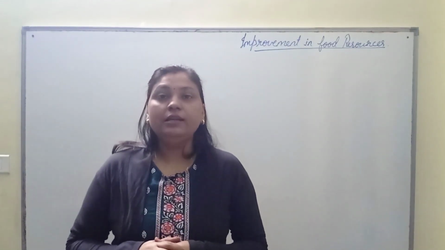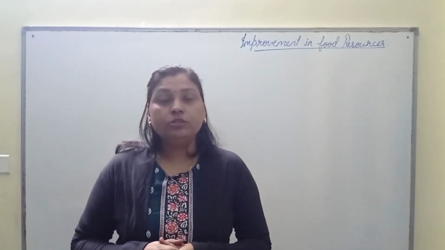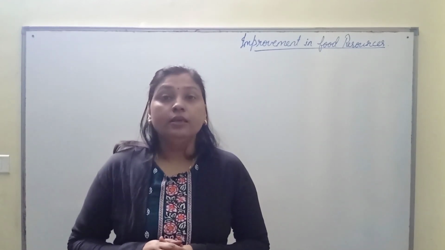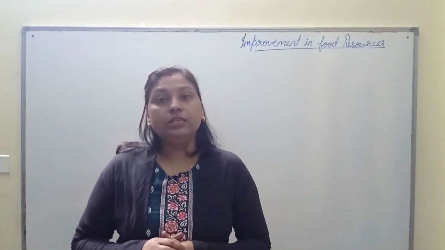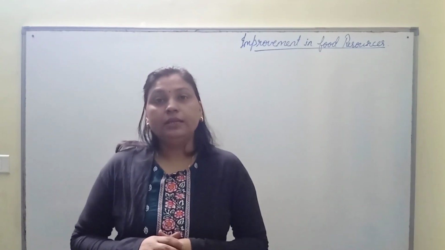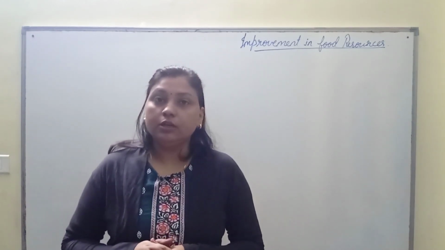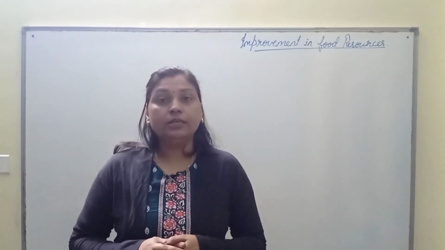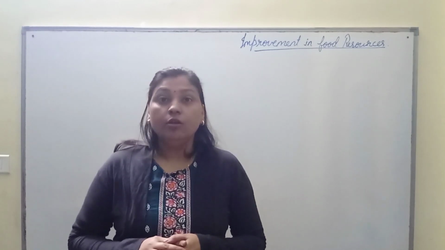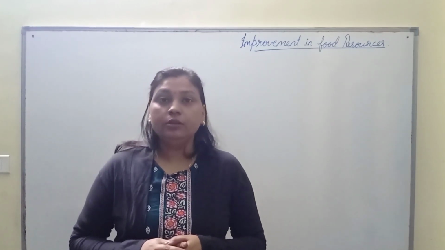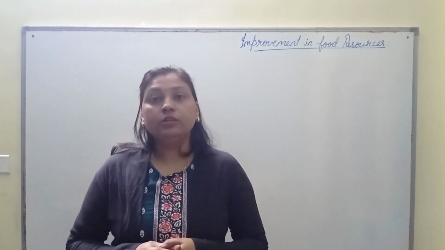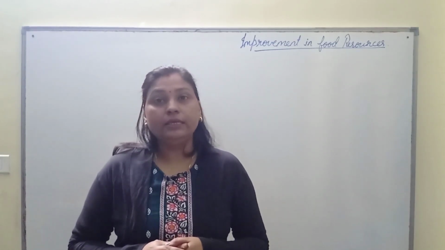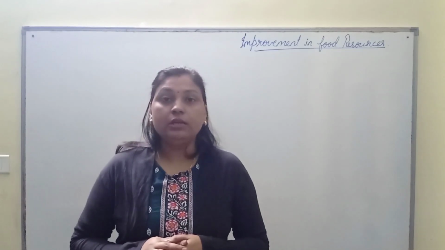Hello everyone. While discussing the improvement in food resources, today we will talk about crop variety improvement. As we have seen in the previous part, the population of our country is increasing day by day and providing food to everyone is a difficult task. We can provide food to everyone in two ways. First is by increasing the cultivation land, or by increasing the crop production on a large scale.